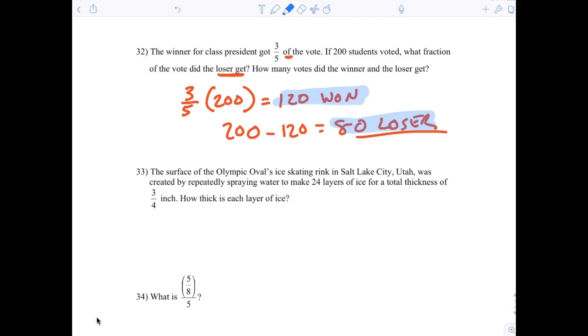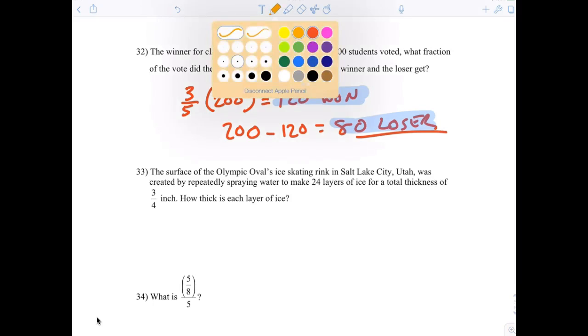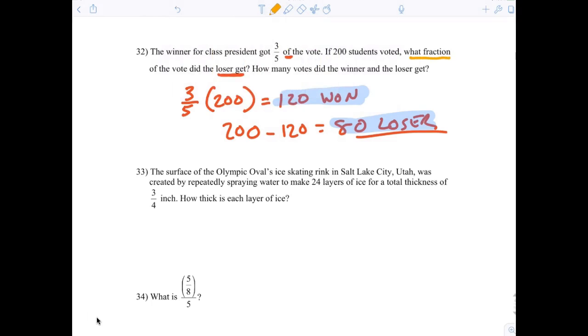I think that's it, isn't it? No, then you have to make... Oh, yes, I missed that altogether. Listen to me. So again, everybody listen because I didn't even register that. It says, what fraction of the vote did the loser get? If the winner got 3/5, the loser got what? 2/5. Okay, so I missed that part. The loser ended up getting 2/5.